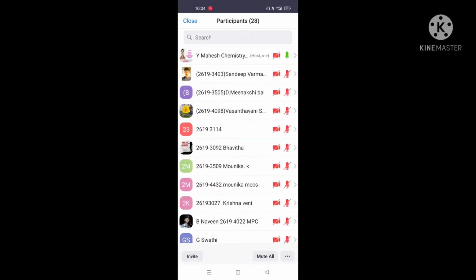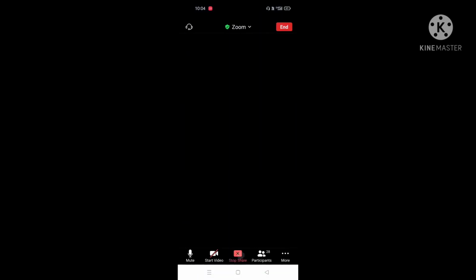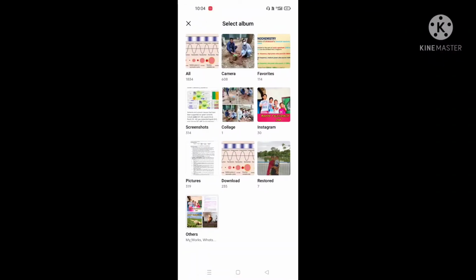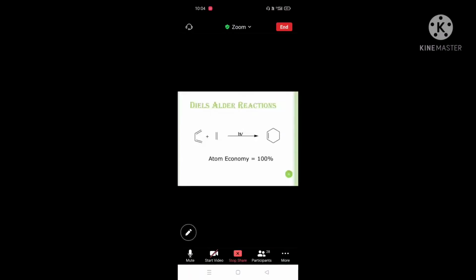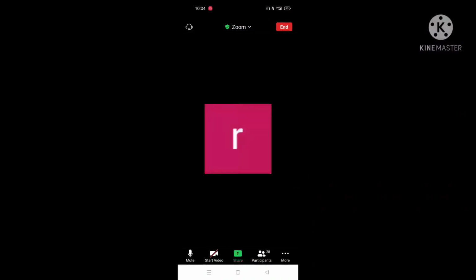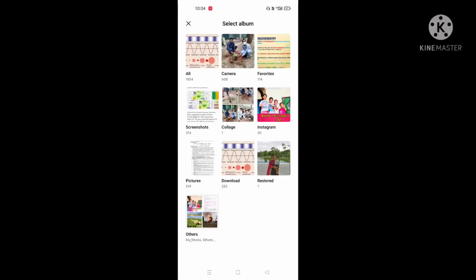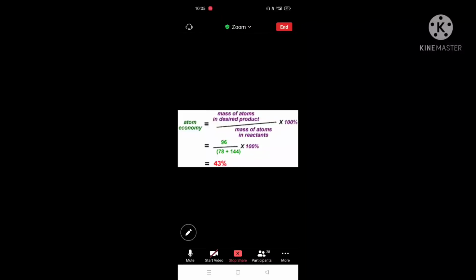For example, if you prepare a Diels-Alder reaction, cyclohexane is the desired product. There are no byproducts present in the reaction. So this is the equation we are using. Atom economy is equal to mass of atoms in desired products by mass of atoms in reactants.